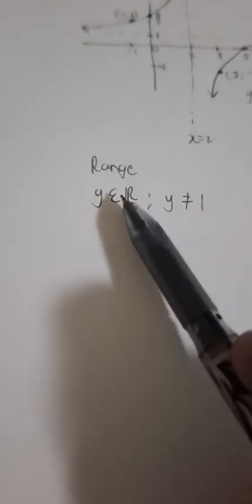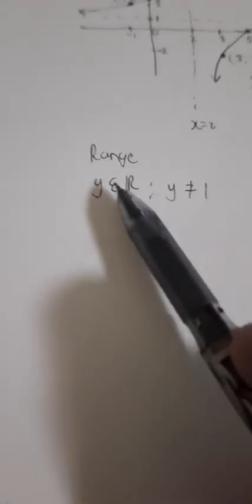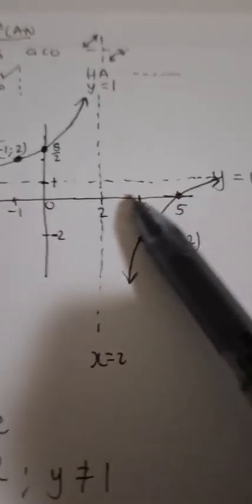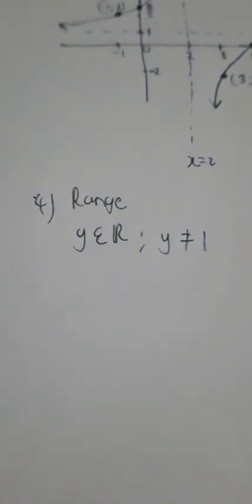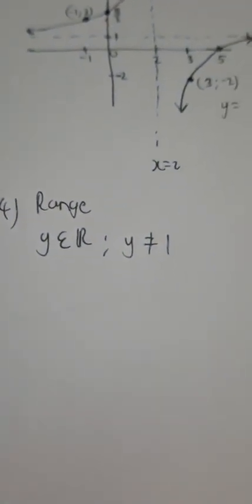is for every real value, all real values you can imagine. So y is an element of R, but y cannot be 1 because the function does not exist on the horizontal asymptote. Okay, so that is the range. That question has been answered. Range is y is an element of R, y cannot be 1.